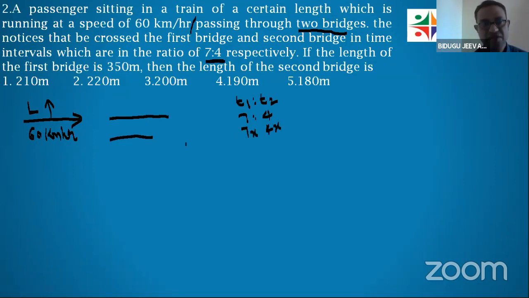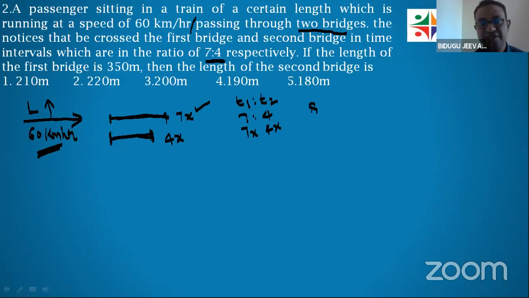That means this train crosses this bridge taking 7x time, and this train crosses this bridge in 4x time. Whenever it takes 7x time, it means the length of the bridge is more, and 4x means the length of the bridge is less. Yes, it's very clear because of the time taken, because in both cases the speed is the same. With the same speed it is crossing one bridge, with the same speed it is crossing the other bridge, but the time factor is given. Fine.